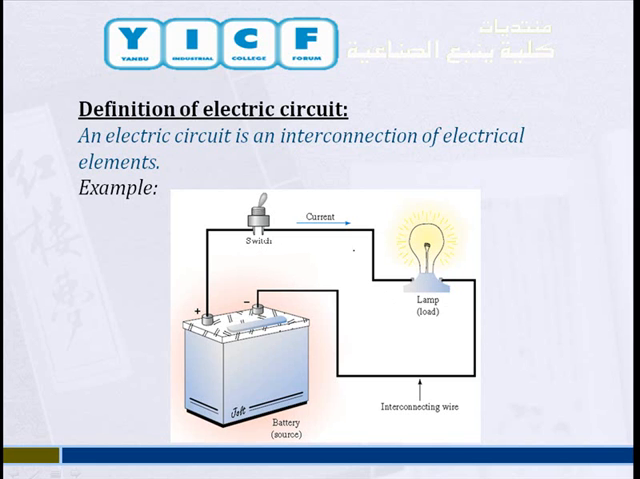We have the elements of this electrical circuit. We have the lamp, interconnecting wire, for example copper wire, we have the switch, and we have the battery. The battery is the source of power, and the lamp is the load.